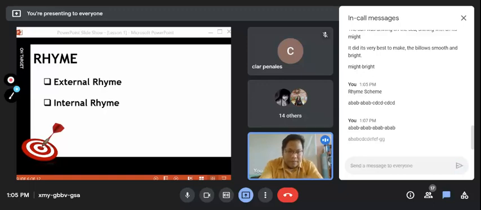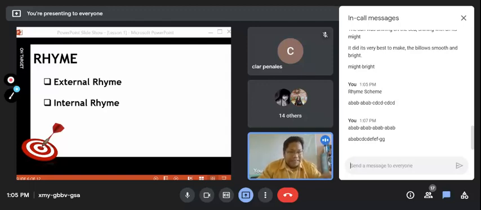This A B A B, C D C D, E F E F, G G. How many sounds are these in total? This is the rhyme scheme of a Shakespearean or English sonnet. How many sounds will this rhyme scheme create?